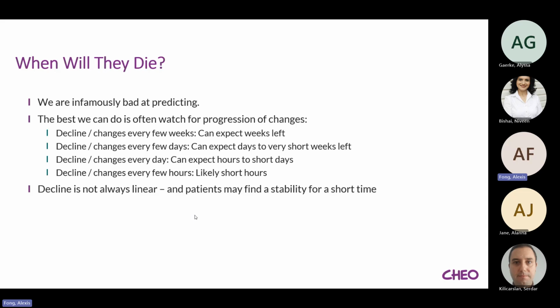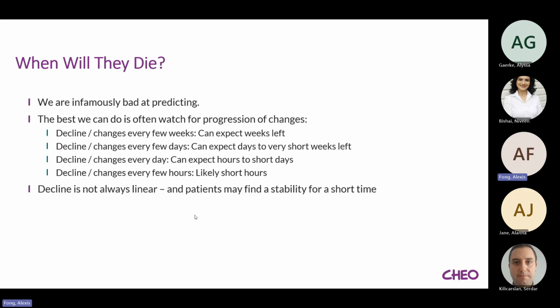So if someone is changing every few weeks, I'd say you might expect that you have weeks left. When you're starting to see changes or decline every few days, you could say, I expect that they may have days to very short weeks left. When you see changes every day, you can expect hours to short days. And when you see changes every hour, likely short hours. And so truly, it is not an exact science, but an estimate. And again, decline is not always linear. You will absolutely have patients who change every few hours and seem like they're at end of life, and then suddenly stabilize and are around for several more months.